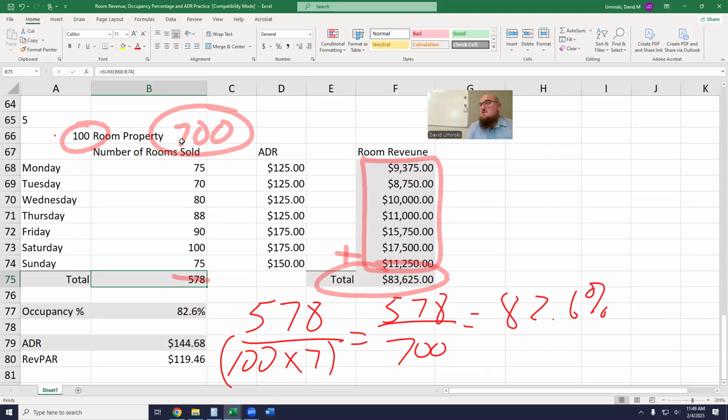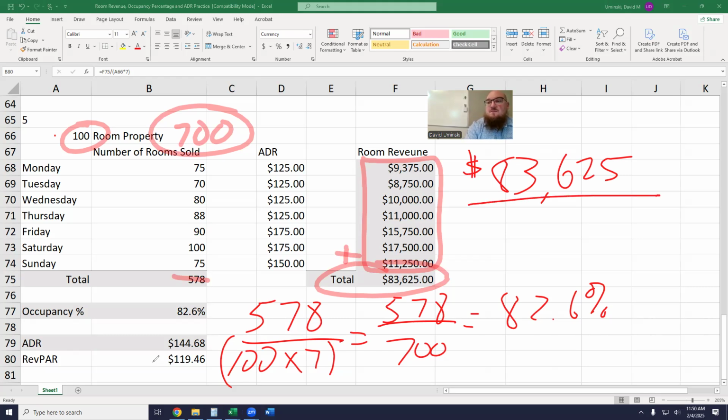Questions, comments, concerns? Yes. Can you explain the RevPAR part one more time? Yeah. So RevPAR, we take our total revenue, which is $83,625. Okay, that's our total revenue. We're going to divide it by 100 rooms times 7, because that's going to give us the 700 rooms for the week.